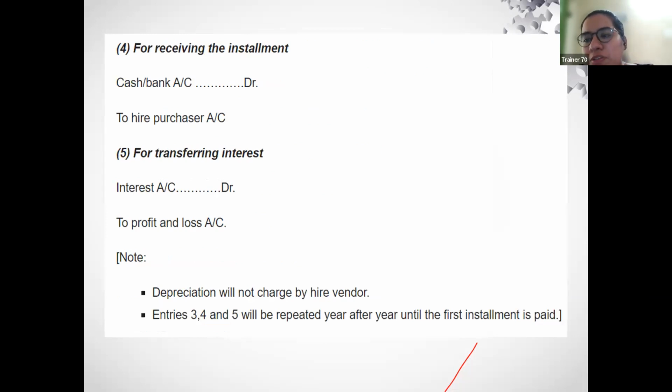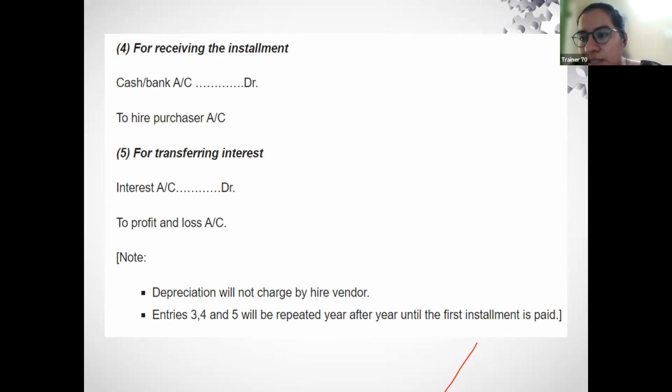You can easily make a comparison and conclude that the entries in the books of the hire vendor are comparatively easy. For transferring of interest, interest account debit to profit and loss account. Depreciation will not be charged by the hire vendor. The seller is not going to, because he is not possessing the asset.